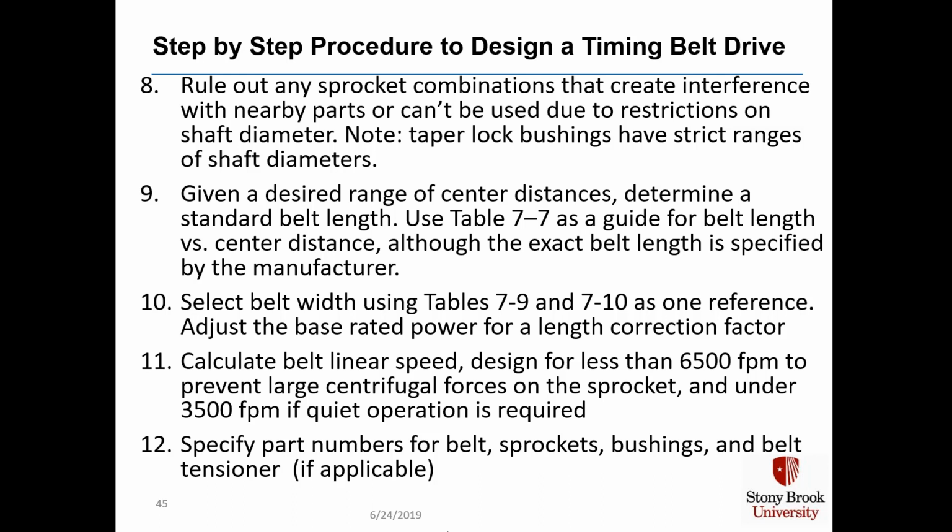We calculate the belt linear speed, designing for less than 6,500 feet per minute to prevent large centrifugal forces on the sprocket, and under 3,500 feet per minute if quiet belt operation is required. In step 12, we specify part numbers for the belt, the sprockets, bushings, and a belt tensioner if needed.